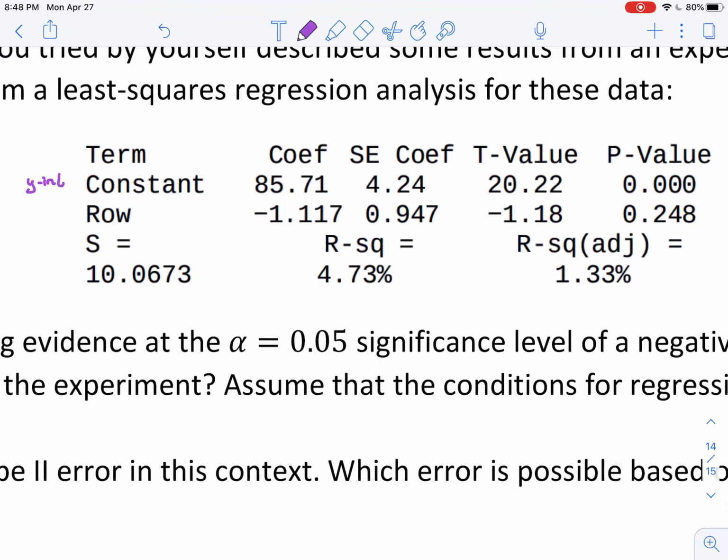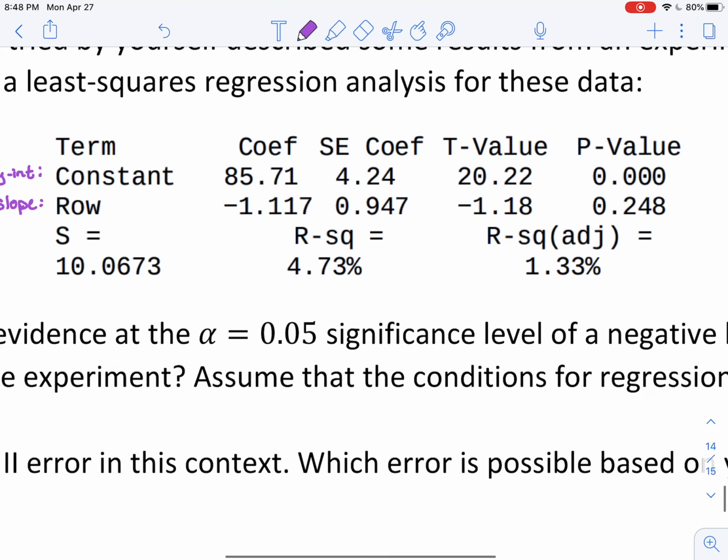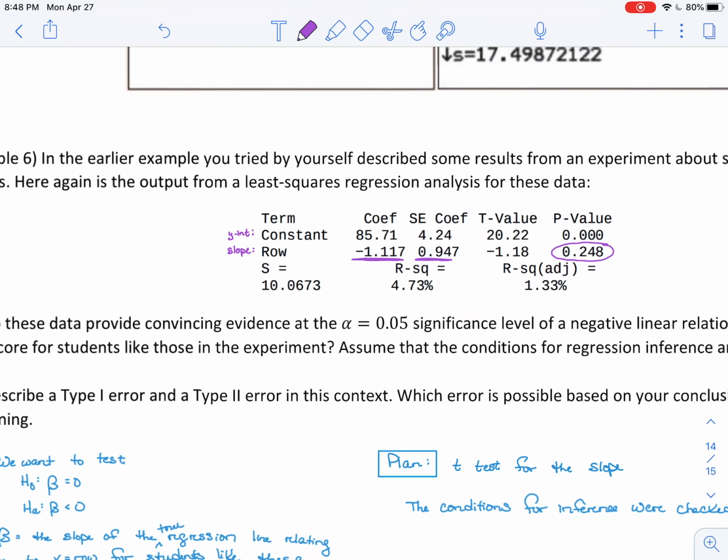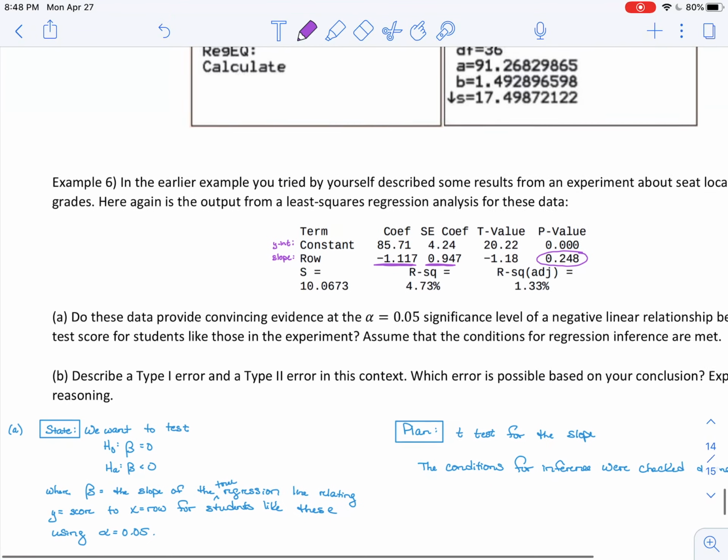So even if you don't want to go through all of this work and it just spits it out, the regression information here, we can look here. The constant again is your y-intercept value information. The row, this is talking about the row of where somebody sits in class. So we'd have the sample slope value, the standard error of that statistic, and then this p-value is again for a two-tailed test.